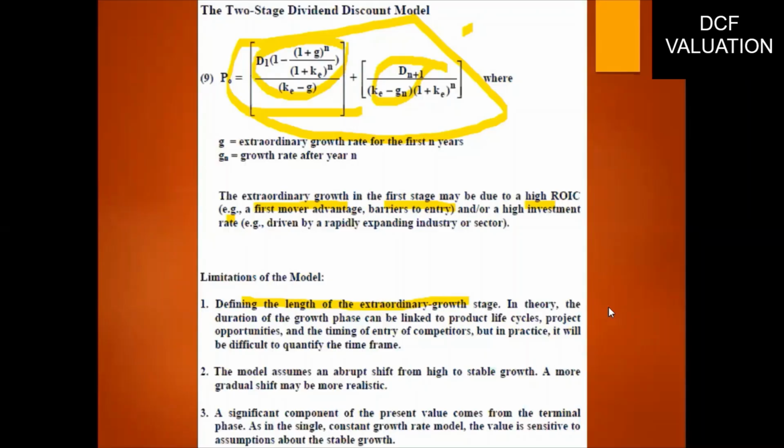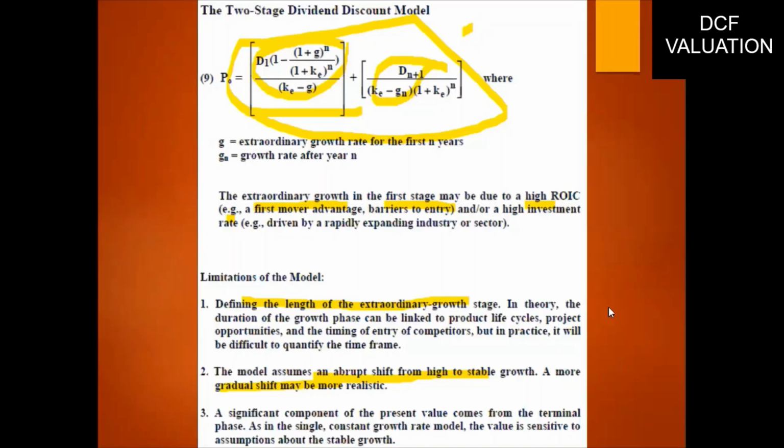Second, the model assumes an abrupt shift from high to stable growth. From 12%, it immediately falls down to 5% between years 5 and 6. So a more gradual shift may be realistic. As I mentioned, a significant component of the present value comes from the terminal phase. As in the single constant growth model, the value is sensitive to assumptions about the stable growth phase, the last phase, or the second one if we have two stages.